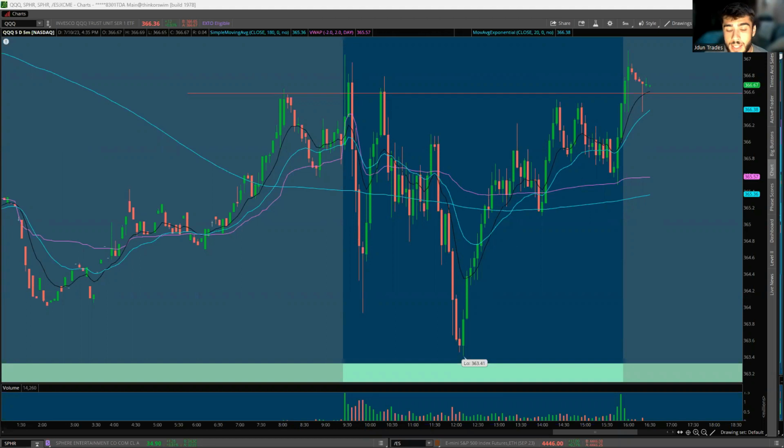Today, a lot of people were asking how I found a setup on QQQ today, so I'm just going to go through the exact trade, the levels, the risk to reward, and everything I seen, and basically just run you through a quick educational trade recap.